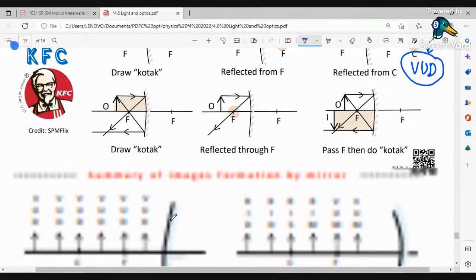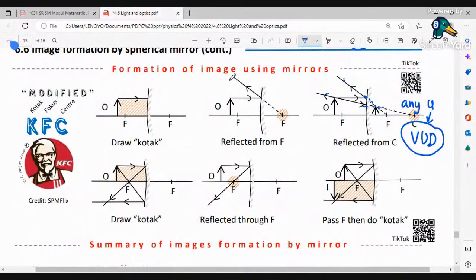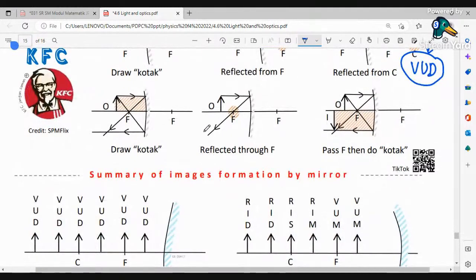Okay. Look at the second one. This is concave. For concave, this is the parallel light rays. Parallel rays will be reflected towards F. The difference with convex is that convex reflects as if from F, while this one reflects towards F, because F is real. So you get it like this. And then the second one: pass through F, reflect parallel.